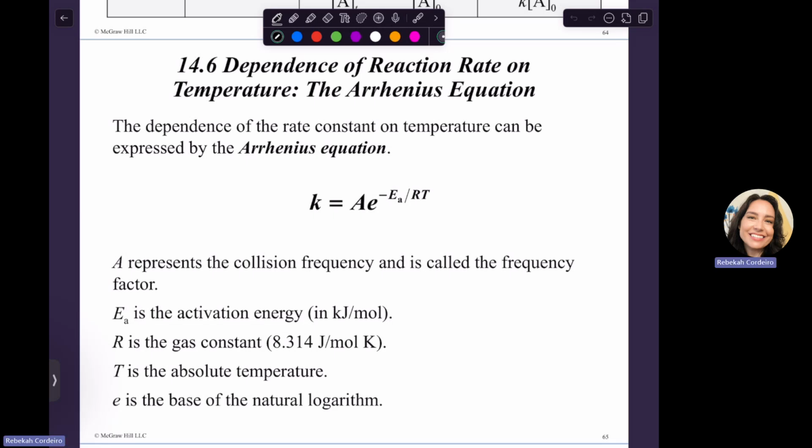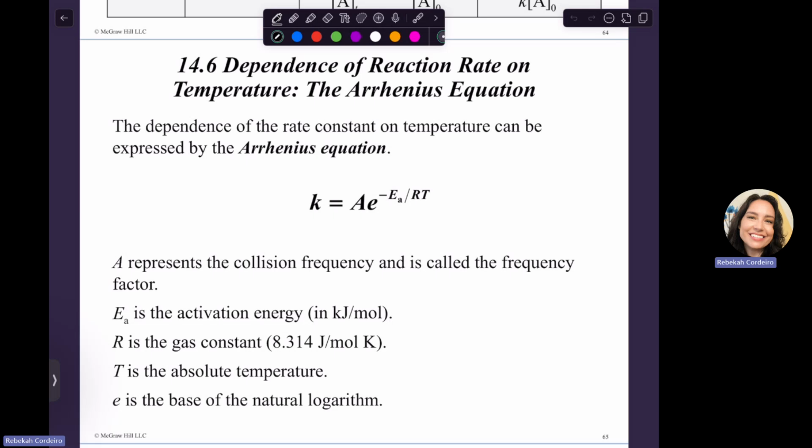You've got your k, which is your rate constant. Then we have this letter A, which is called the collision frequency. We call it the frequency factor, but it represents how frequently we have effective collisions. You would either be solving for it or you would be given that number.